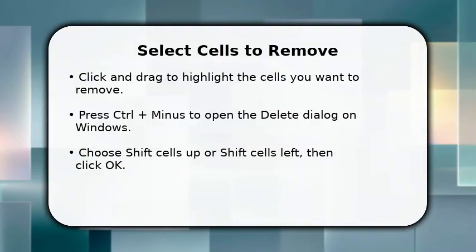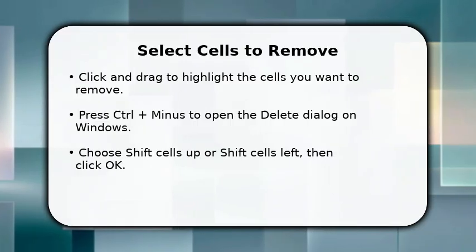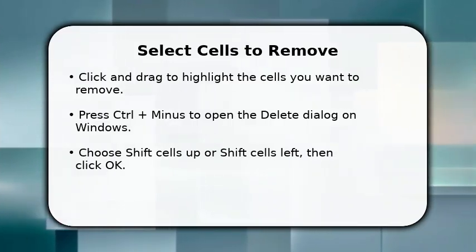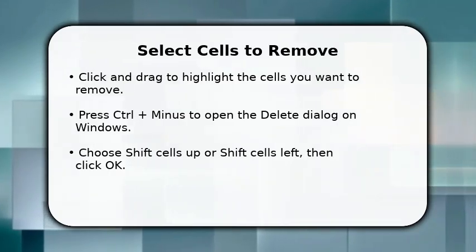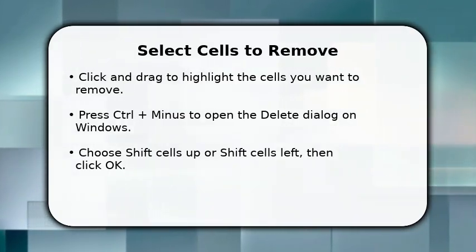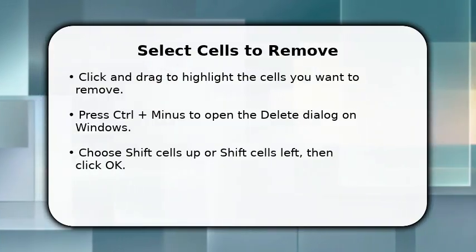Start by clicking and dragging to highlight the cells you want removed. Inspect the selection so you do not remove entire needed rows. On Windows, press Ctrl+- to open the Delete dialog quickly. On a Mac, press Command+- instead to open the same dialog.